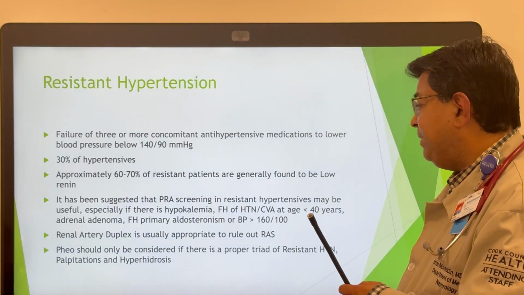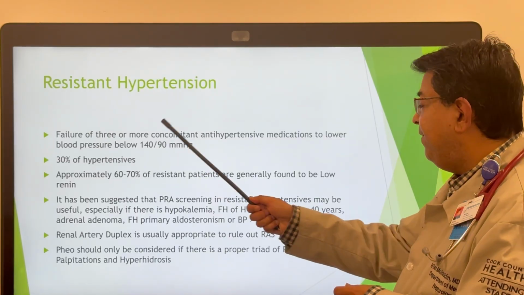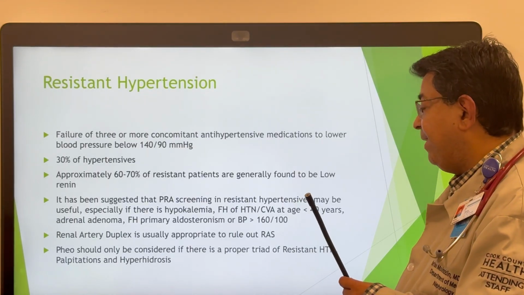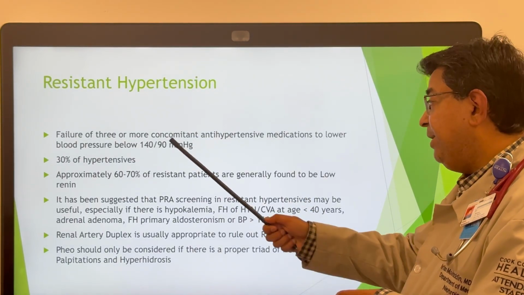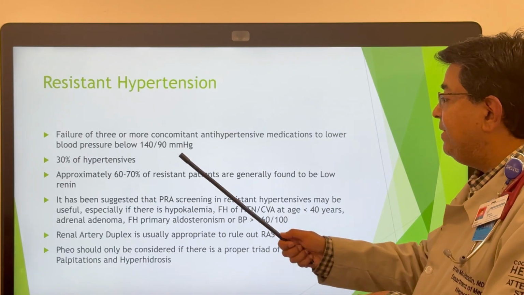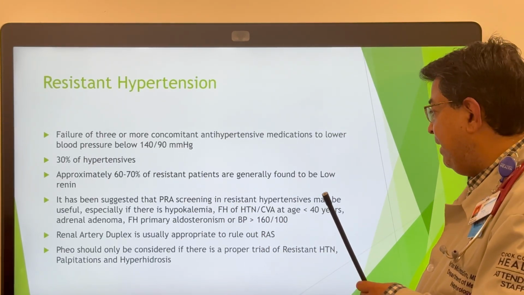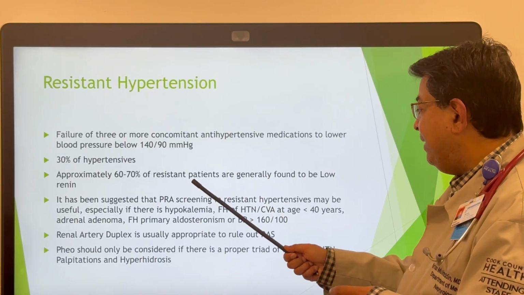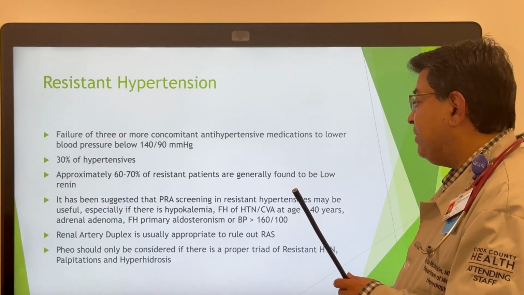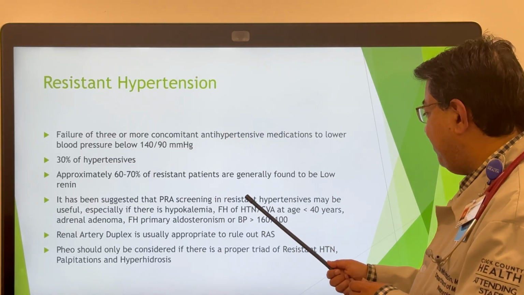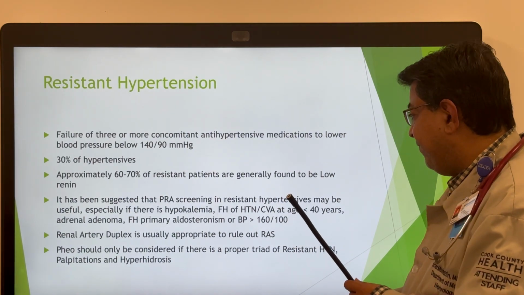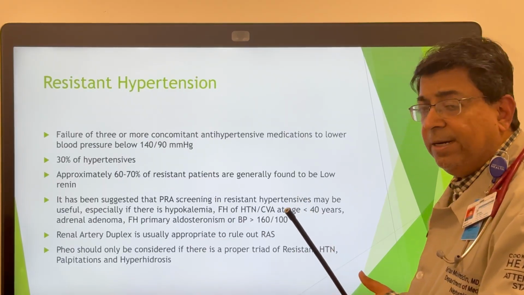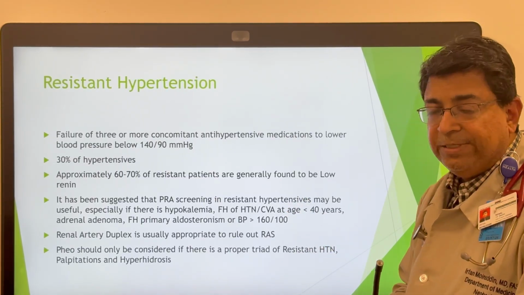What is resistant hypertension? Resistant hypertension is the failure of 3 or more concomitant antihypertensive medications to lower blood pressure below 140/90. This is 30% of hypertension, but almost 70% of resistant patients are generally found to be low renin. And in these patients, it has been suggested that renin screening may be useful, especially if there is hypokalemia, family history of hypertension or CVA at age less than 40, adrenal adenoma, or family history of primary aldosteronism, or simply a blood pressure that's very high, greater than 160/100.